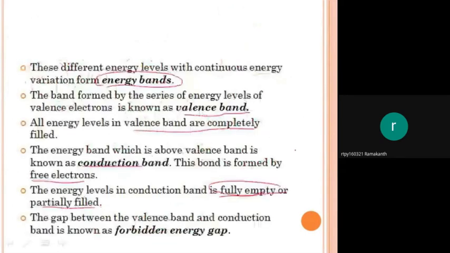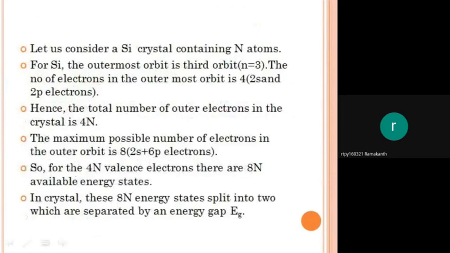Okay. So the next one, let us discuss the energy level diagram of a semiconductor. Let us take an example of a semiconductor, silicon. This silicon contains N atoms. For silicon, the outermost orbit is 3.